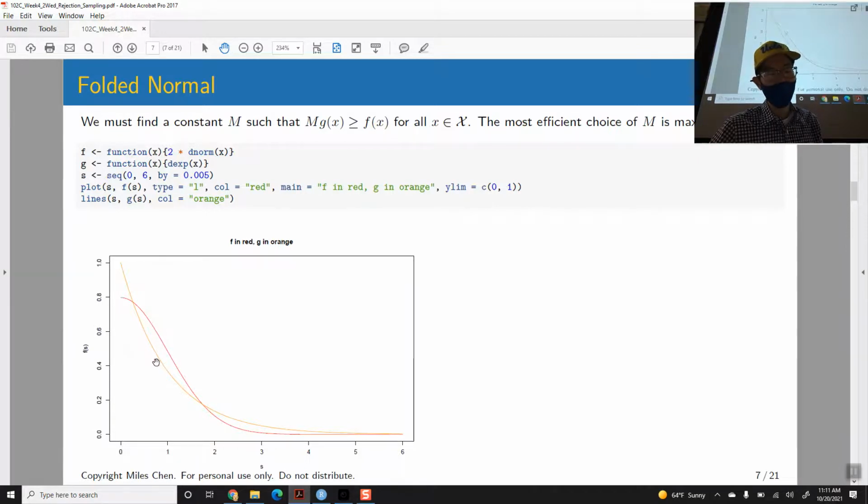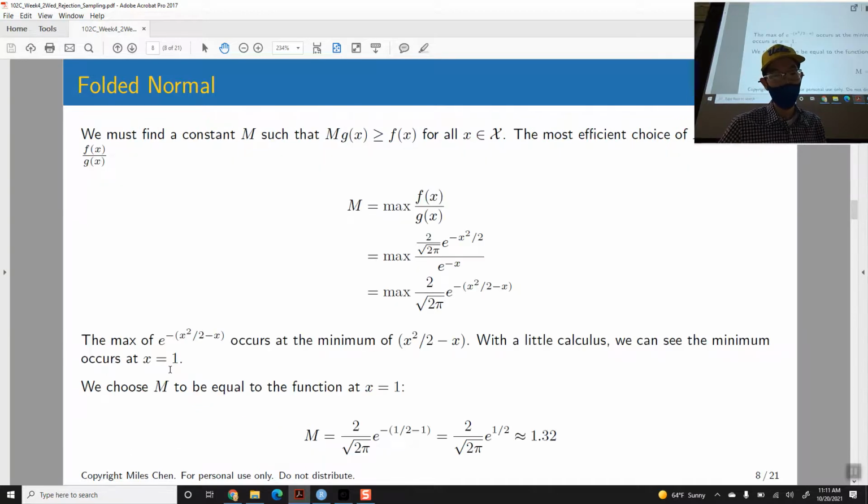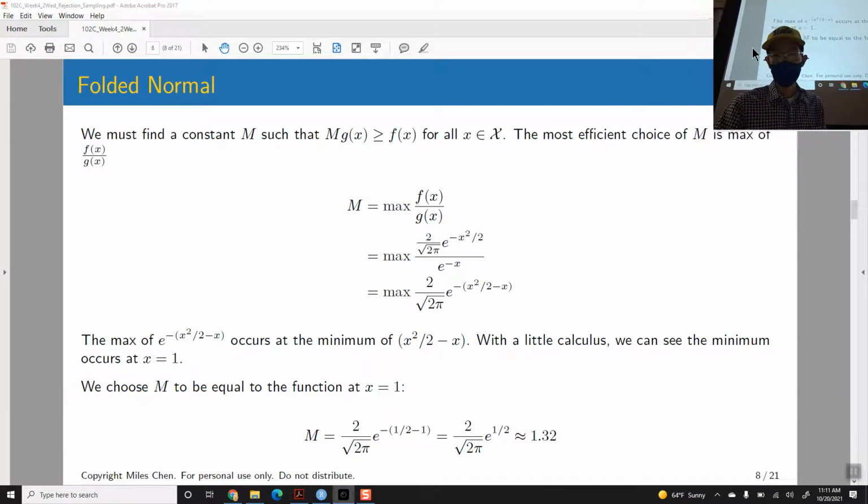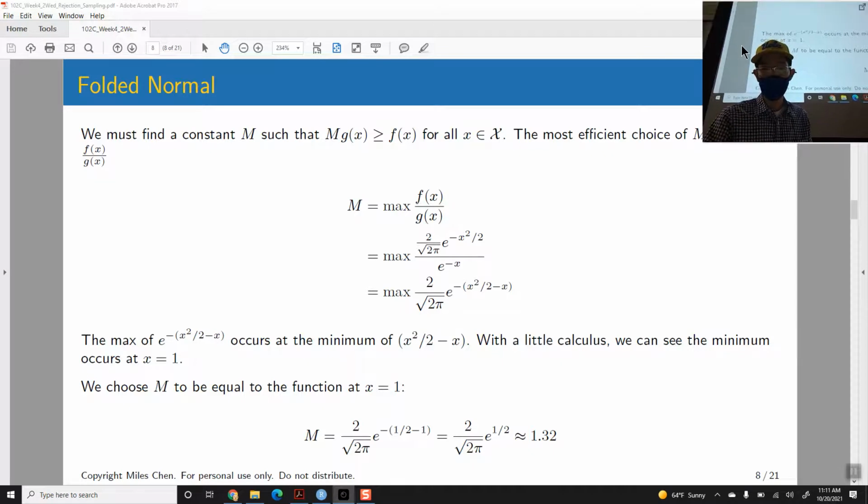So we're going to do f divided by g of x. We're going to find the maximum of that value. Okay, so we're going to find this constant m, which is going to be f over g of x. And the most efficient choice of m is the max of f over g of x.